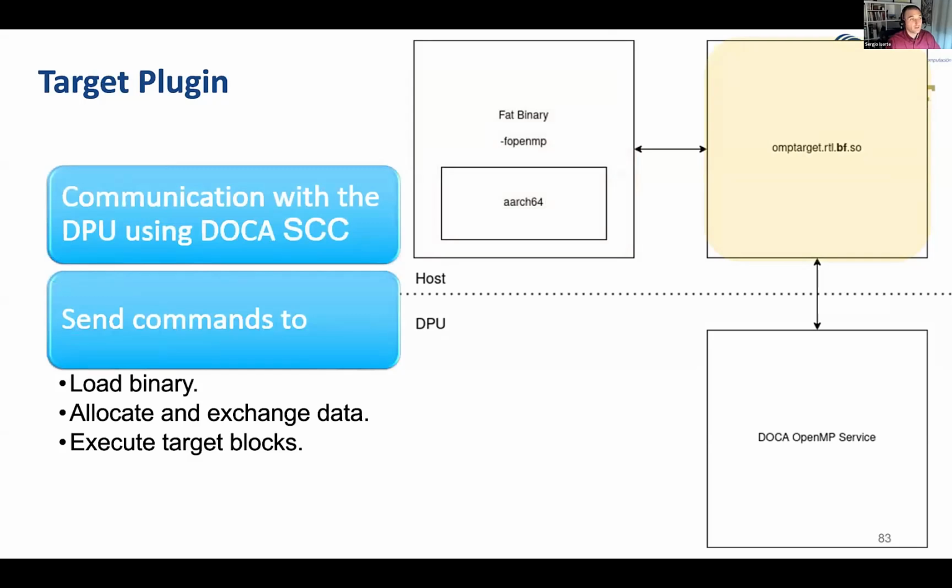The target plugin on the host communicates with the DPU using the Docker secure communication channel, and it is responsible for sending commands to the DPU: to load the binary, to allocate and exchange data, and finally to execute the target blocks, the kernel itself.